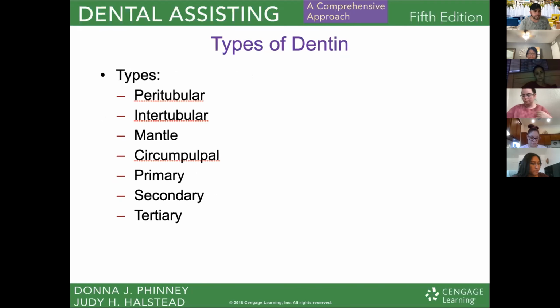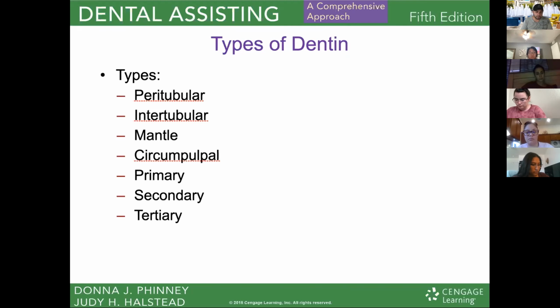So we have dentin. Dentin is not really uniform. It changes throughout the tooth. We have different layers of it. We have peritubular dentin, which is the dentin that creates the wall of the dentinal tubule. We have intertubular dentin, which is found between the tubules. The mantle is the first predentin that is formed and then matures within the tooth.